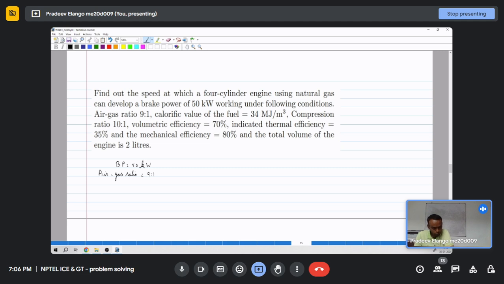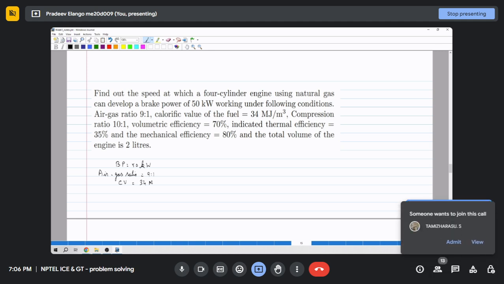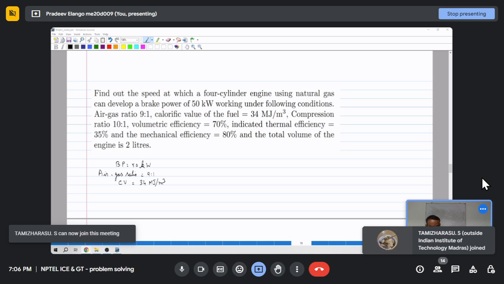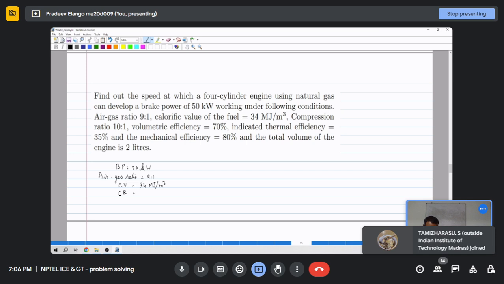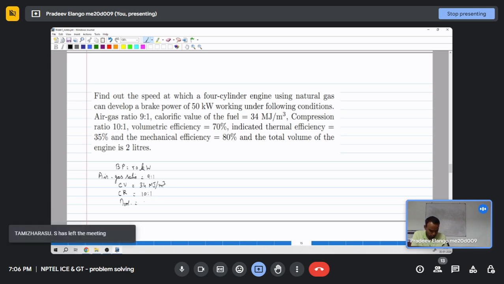Calorific value of the fuel is 34 megajoule per meter cube. Compression ratio is 10:1. Volumetric efficiency is 70%.